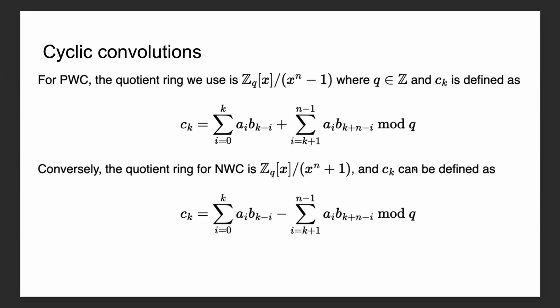So for the positively wrapped convolution, we use the ring over x to the n minus 1, and the definition is as such there on the slide itself. Conversely, we have negative wrapped convolution, which we do over x to the n plus 1. You can see the difference is just in the sign itself. For the positive wrapped convolution, you get a plus, and for the negative wrapped convolution, you get a minus.